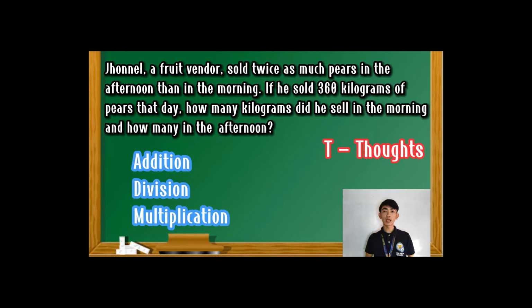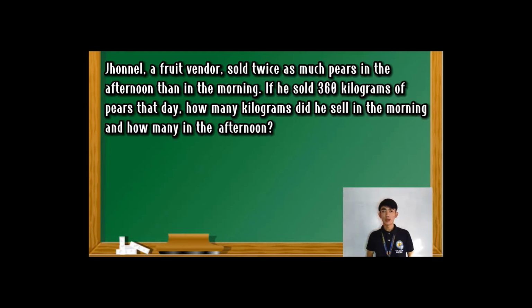Or we may multiply the number of kilograms he sold in the morning by 2, since it says that the kilograms he sold in the afternoon is twice than in the morning. Let us proceed to letter I, that stands for important information. After knowing the thought of our problem or question, we need to locate the important information that will support our solution for us to get the correct answer.